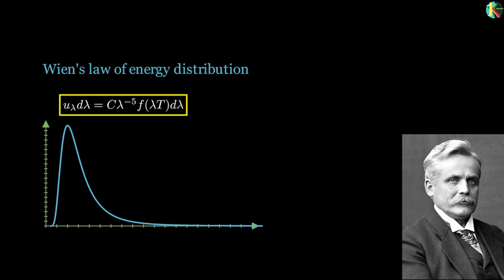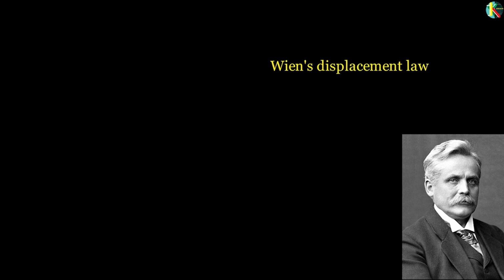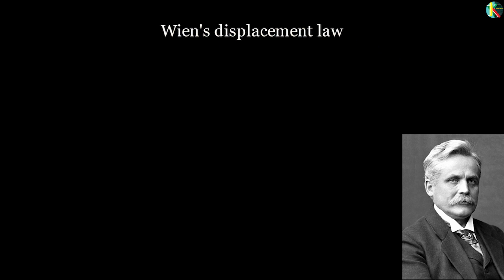Wien also showed that if radiation of a particular wavelength at a certain temperature is adiabatically changed to another wavelength, then the temperature will change in the inverse ratio. That is, lambda multiplied by T is a constant. This relation is known as Wien's displacement law. We are going to derive Wien's displacement law purely from thermodynamic consideration.